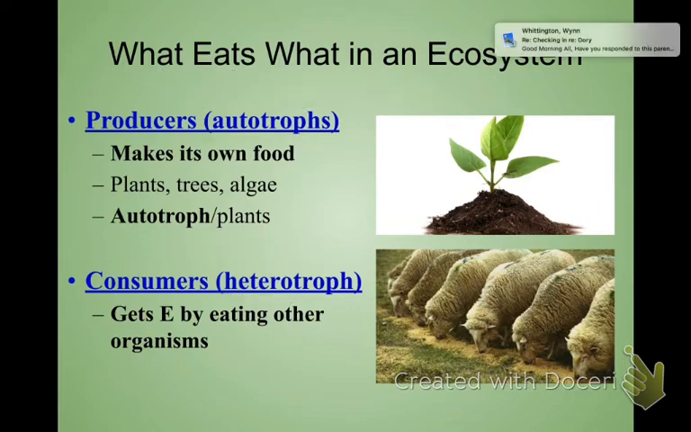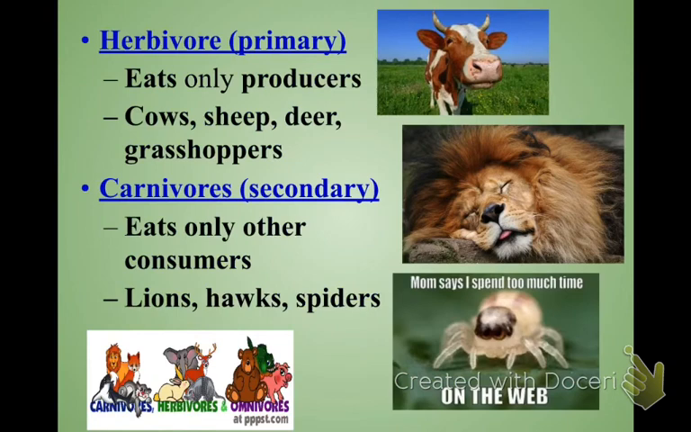A couple other things are going to be called herbivores. Herbivore is like an herb such as basil or oregano. It's a plant. So an herbivore is going to be something that eats producers. So they eat plants. That's going to be like your cows or your sheep, or even like a grasshopper, they eat plants. People don't think about bugs too often, but they are also called our primary consumers.